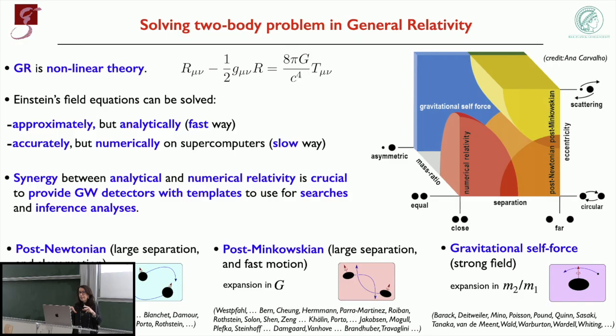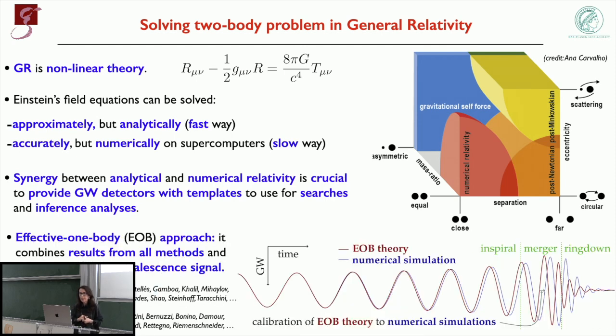Now, besides these building blocks, which are fundamental, very important, we also have to do something to put them together and build a waveform that includes also the merger and the ringdown. So one approach is the effective one-body approach that was introduced in 1999 by Thibault Damour and myself. And this approach puts together the different approaches and also provides a physical answer for the merger ringdown, which is then calibrated to numerical relativity, as you will see in a moment.